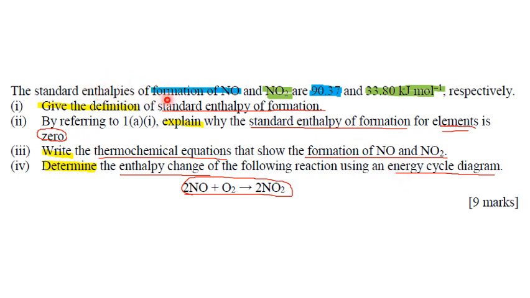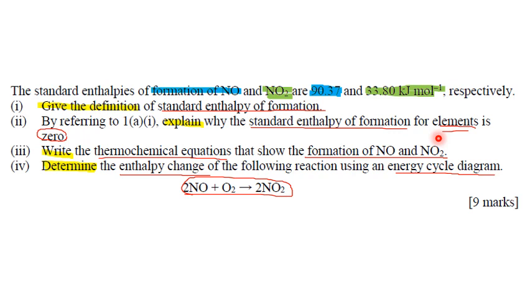So given standard enthalpy of formation of NO with this value, NO2 with this value respectively. So the first question asks in general, what is the definition of standard enthalpy of formation. Okay, second question we need to explain, by referring to 1A1, why the standard enthalpy of formation for an element is 0. So 1A1 is asking about formation.